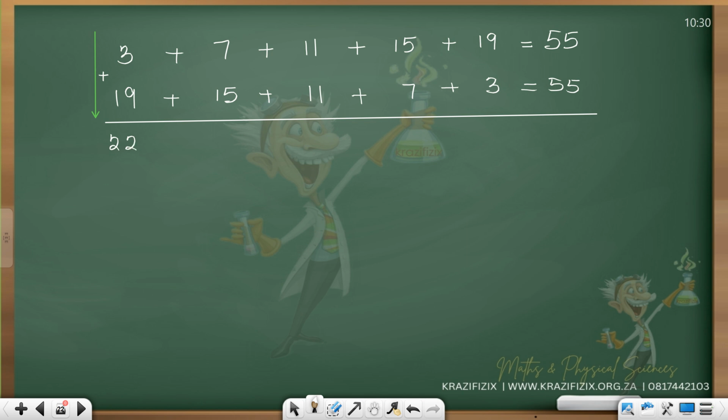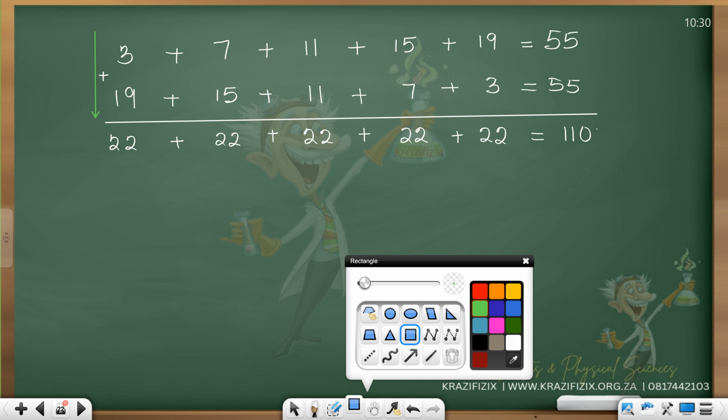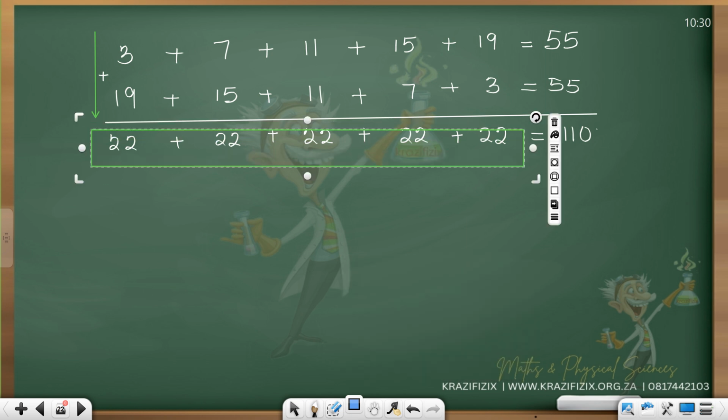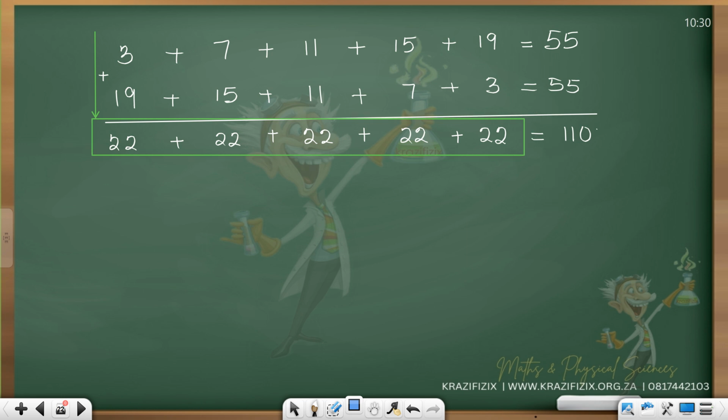22. 17 plus 5? 22. 11 plus 11? 22. 15 plus 7? 22. 19 plus 3? 22. 55 plus 55? 110. Now that they are all the same, how many 22s do we have? There are 5.